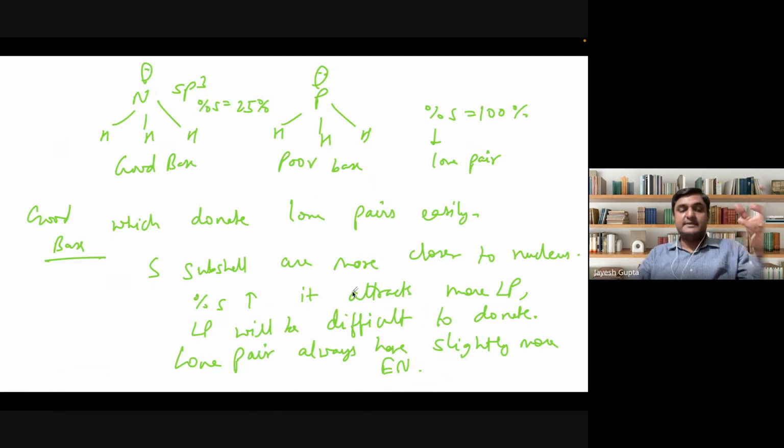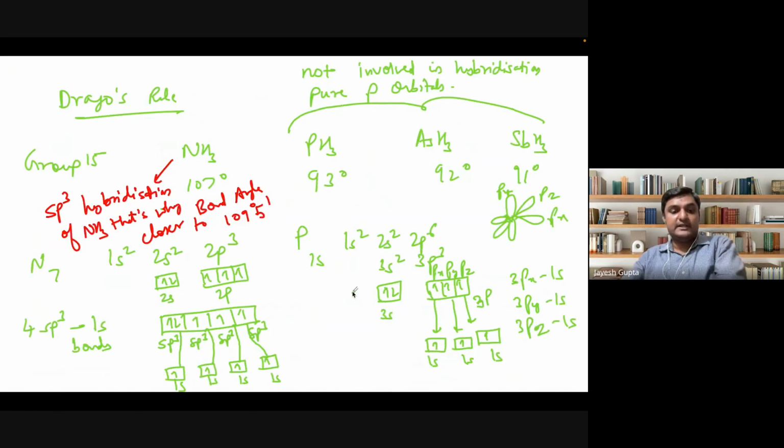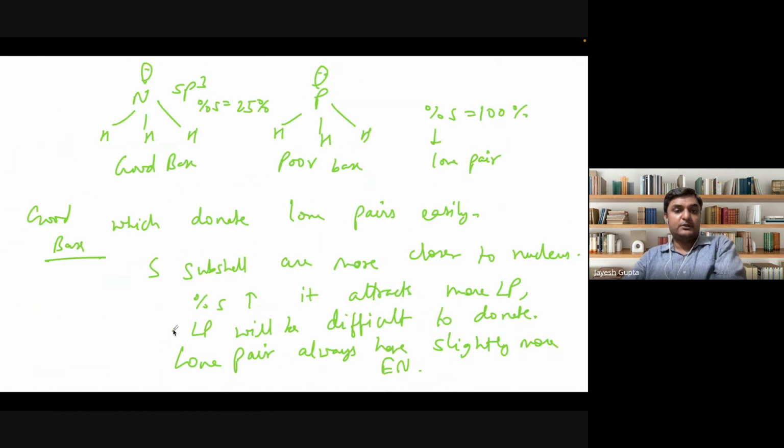But in nitrogen, hybridization happens. sp3 hybrid orbitals are formed by intermixing. Then sp3 will have the lone pair, so the percentage character is only 25%. 25% will be less electronegative, so the lone pair can come out very easily. So it's a good base.